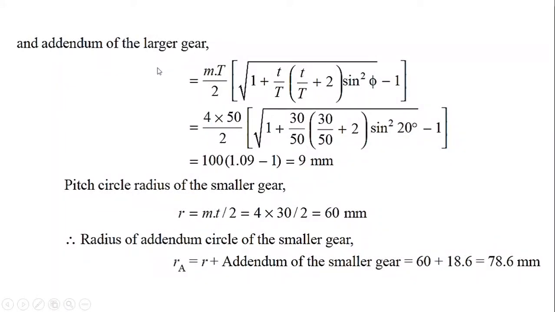Find the value of addendum of the gear using this relation: small m into capital T divided by 2 into square root of 1 plus small t divided by capital T into small t divided by capital T plus 2 into sine squared phi minus 1. Already we know all the values. Substitute all the values in this formula and solve this equation, and we will get the addendum value of the gear as 9 millimeter.